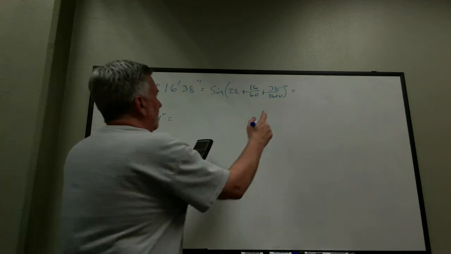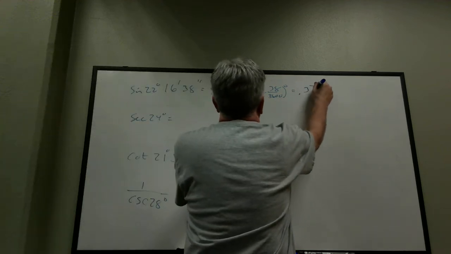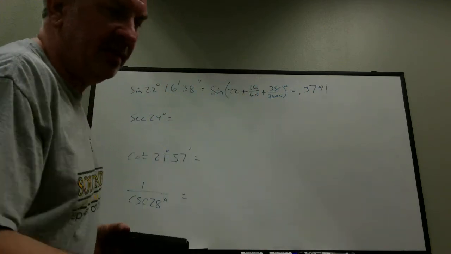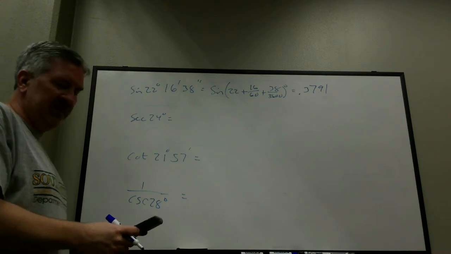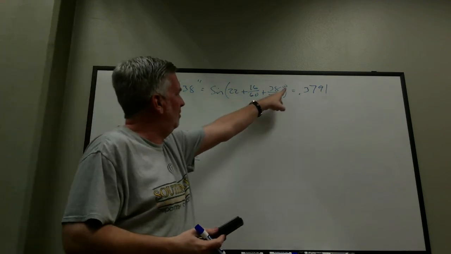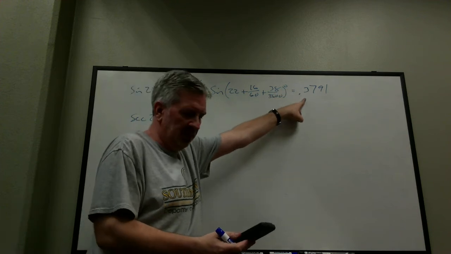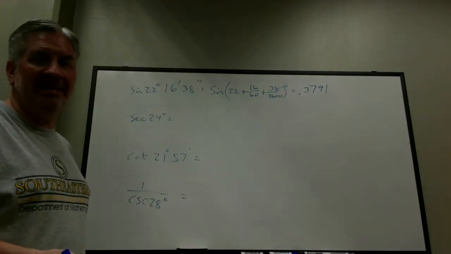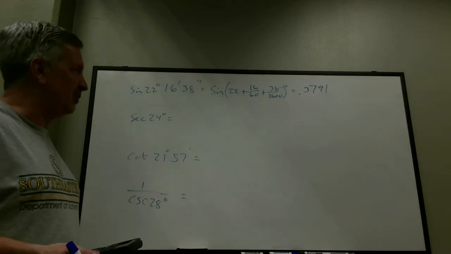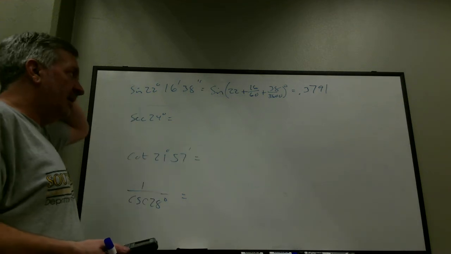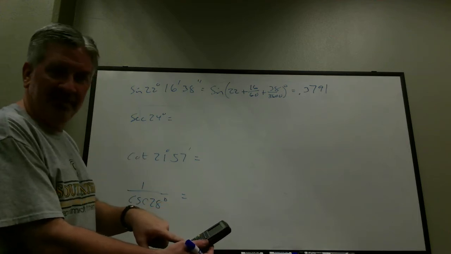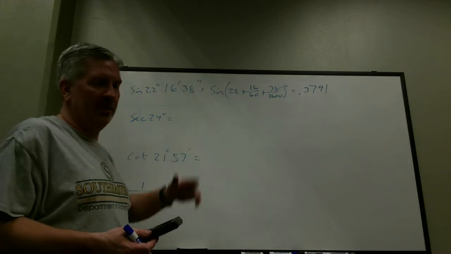And I got 0.3791 if I round to 4 places, and the instructions say round to 4 places. So if you type this in exactly the way I wrote it here, but you don't need the degree sign, you should get 0.3791. If you didn't get that, you're in radian mode. You need to find how to change your calculator to degree mode. Oh, and again, there's the SIN button on your calculator. That's why we were able to do this.